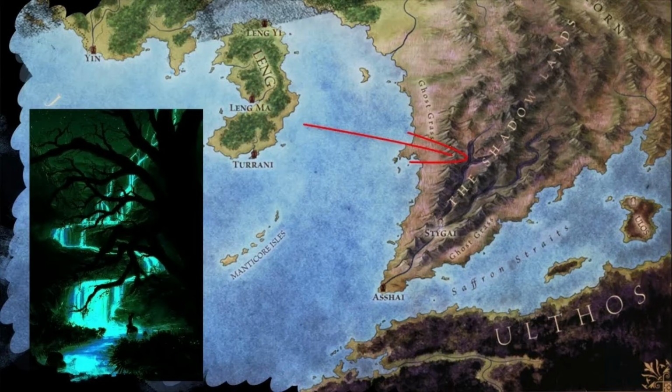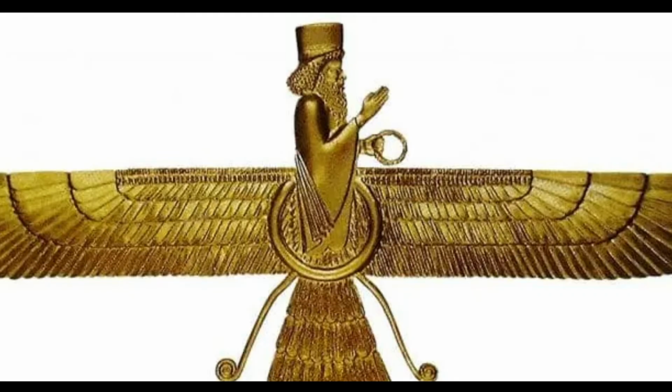dragons here, and most importantly, it is the foundation of the religion of the Red God. The religion of the Red God is most analogous to the religion of Zoroastrianism in our world. It is one of the oldest religions in the world and has had a massive impact on influencing Abrahamic religions like Judaism, Christianity, and Islam.